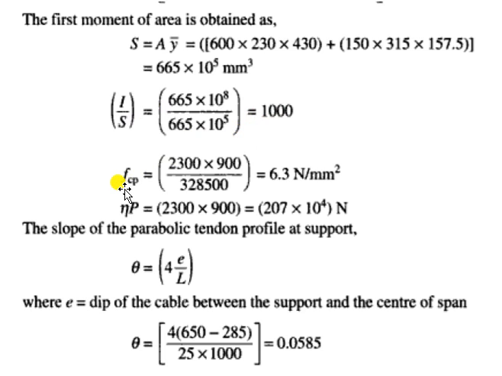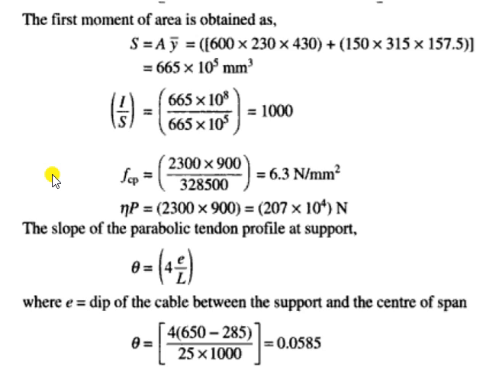Therefore FCP, so here FCP is nothing but it is the compressive stresses with respect to centroidal axis of the section. So we can also call FCP as Fx. So FCP is equal to P by A. FCP can also be written as Fx. So Fx is the compressive stress at centroidal axis of the section. So that is P by A.